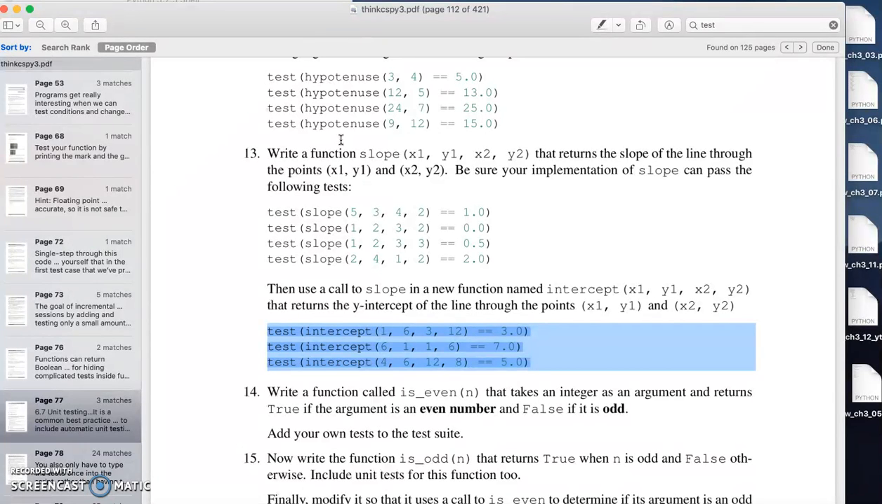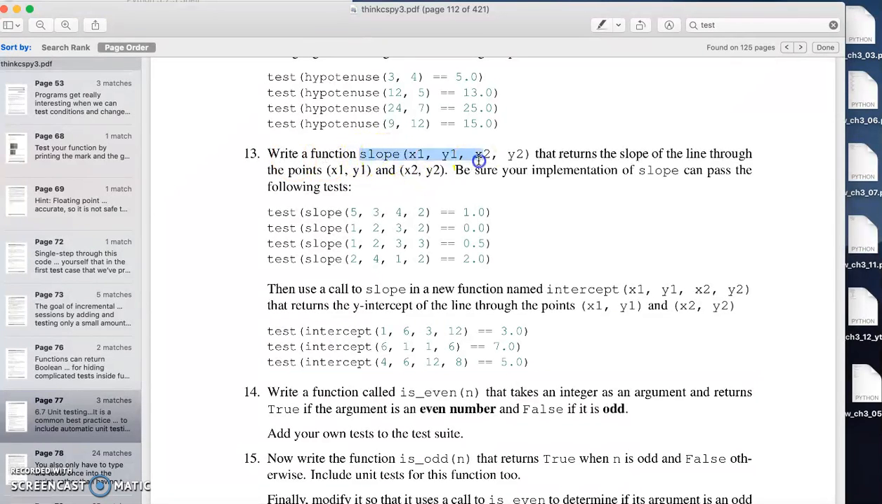And this week our YouTube assignment was Chapter 6, Problem 13. Exercise 13 asks us to write a function slope with the parameters x1, y1, x2, y2 that returns the slope of the line through the points x1, y1, and x2, y2. And be sure your implementation of slope can pass the following test.